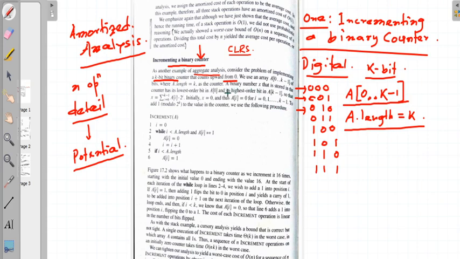A binary number x that is stored in the counter has its lowest order bit in A[0] and its highest order bit in A[k minus 1]. So x we can write as follows.